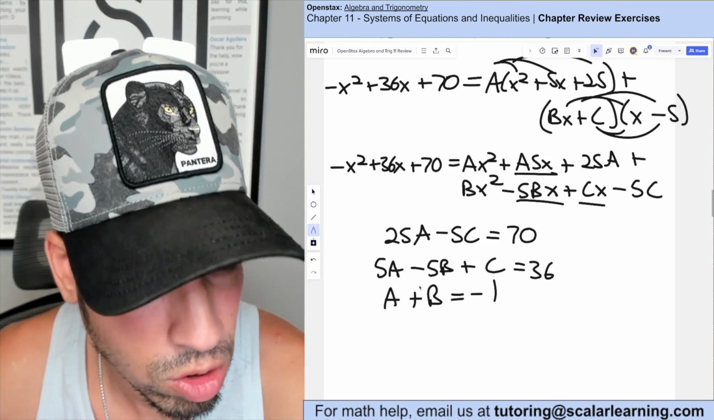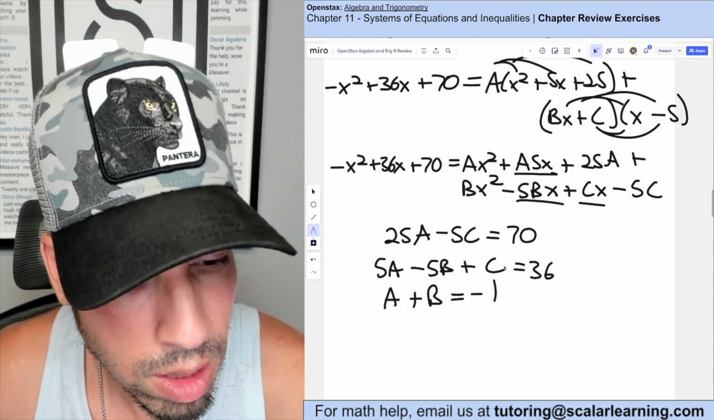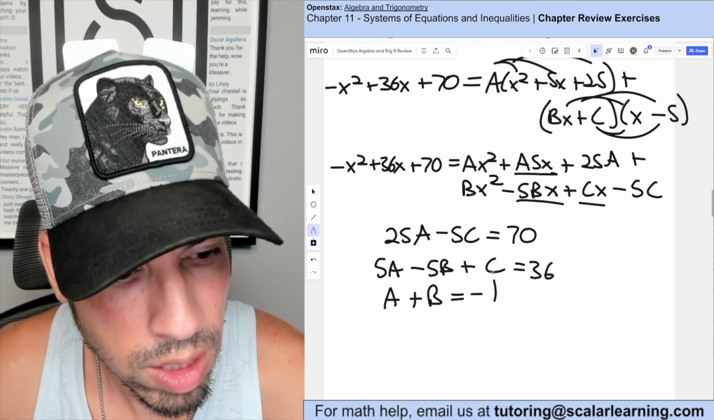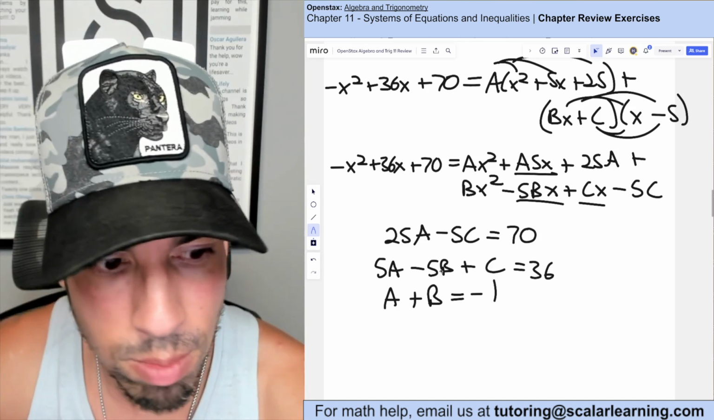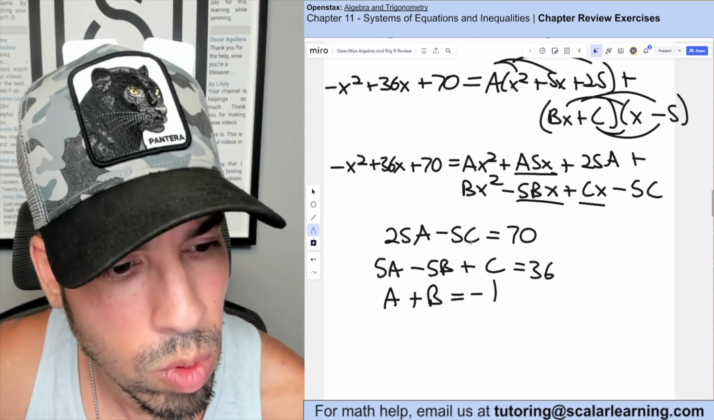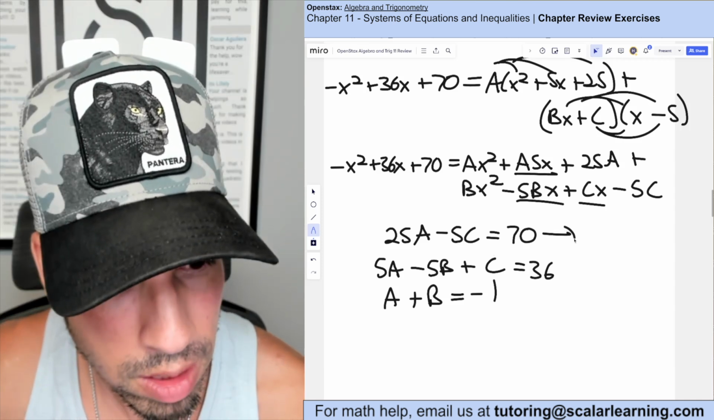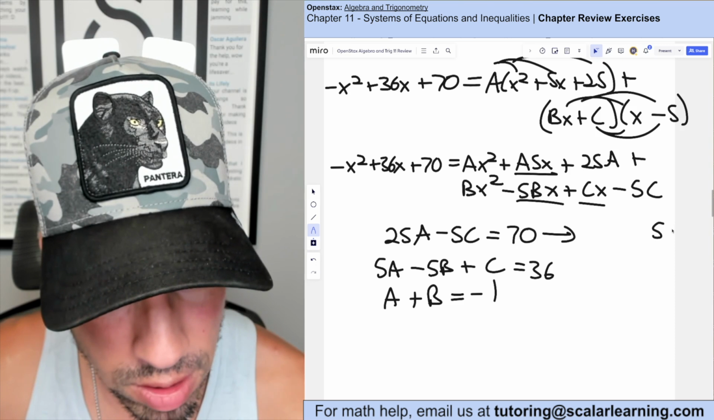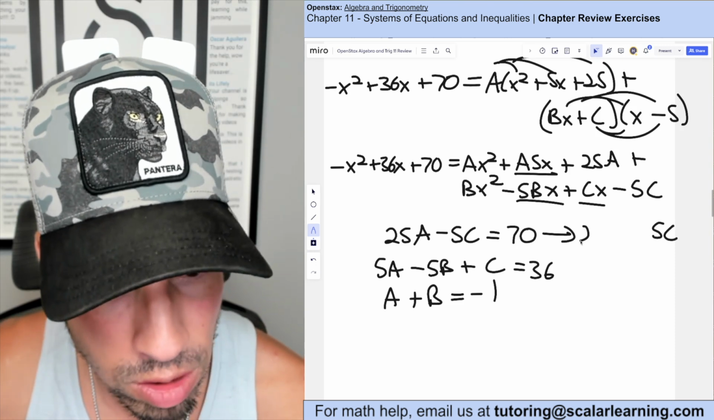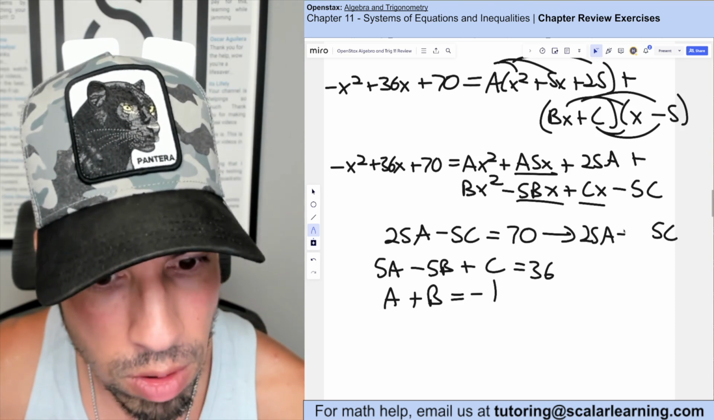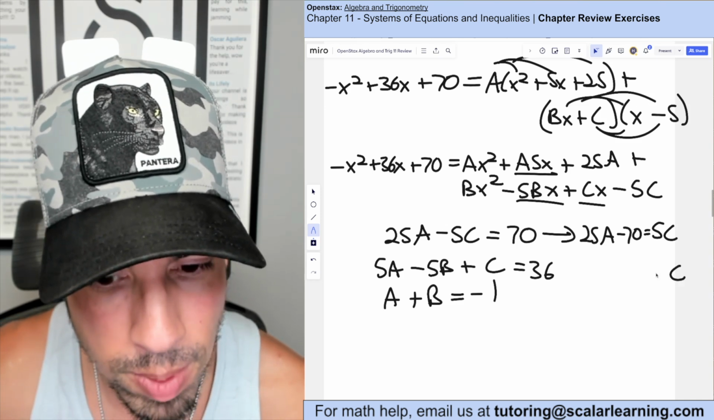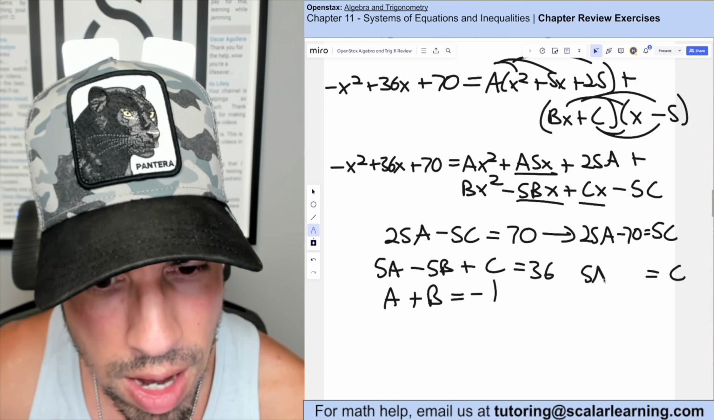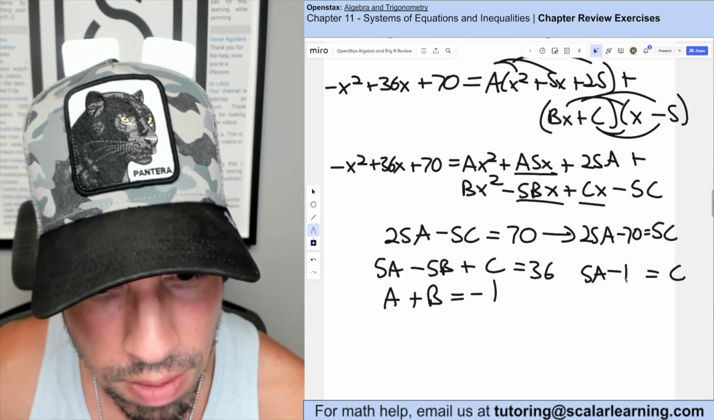Let's do this. So first things first, you know what I'd love to do is I'd love to get rid of this c, and then I'd have a nice 2 equations with a and b only. Okay, so what I'm going to do is I'm going to take this equation, I'm going to add 5c to the right side, I'm going to simultaneously subtract 70 from the right side, and then we got this, divide both sides by 5, and we got c equals 5a minus 70 divided by 5 is 14.